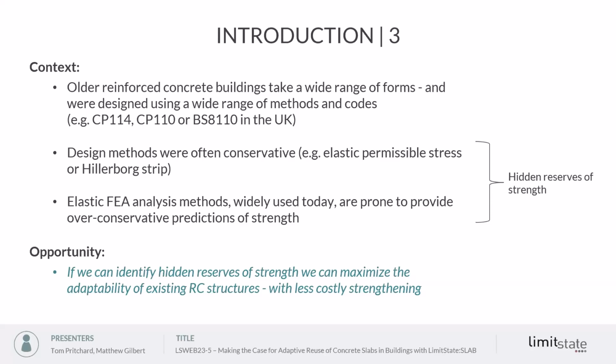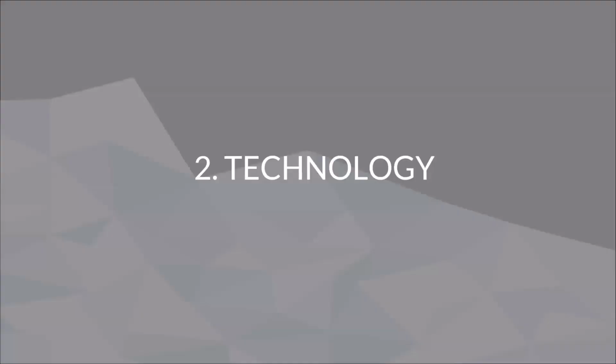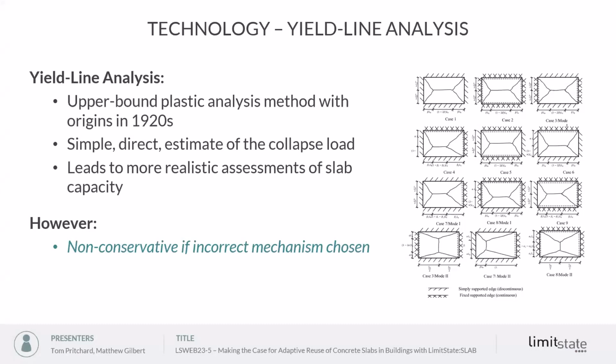Potentially, there may be a lot less strengthening, for example, if any at all, than we might originally expect. So the technology that Tom's going to be demonstrating through application of LimitState SLAB is called yield line method. Yield line method was developed probably about 100 years ago now. I think the first paper was in 1922. It's a simple, direct means of establishing the collapse load of a concrete slab. And it's widely accepted that it leads to more realistic assessments of slabs, certainly than elastic methods do.